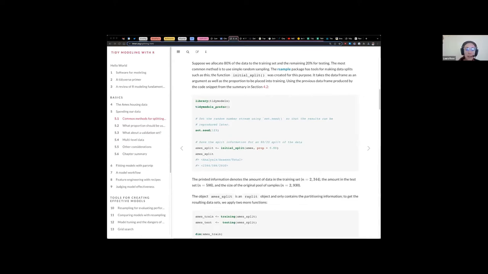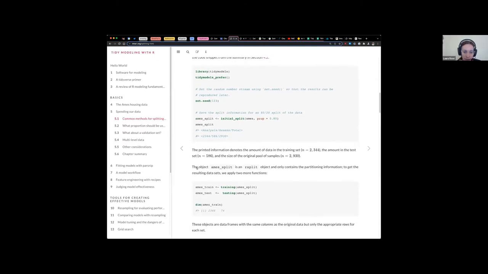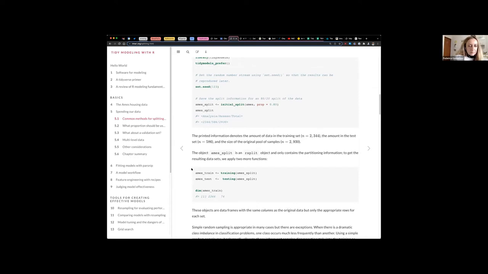It's an R split object and only contains the partitioning information. So to get the result, it's literally like a special kind of object. Yeah, I think it is. And then you need to apply another function to actually get the data. So it's being quite lazy then too. It's just saying these are the identifiers that identify the two splits. And then it doesn't pull that information until you actually need it.